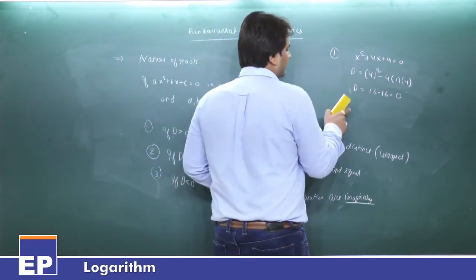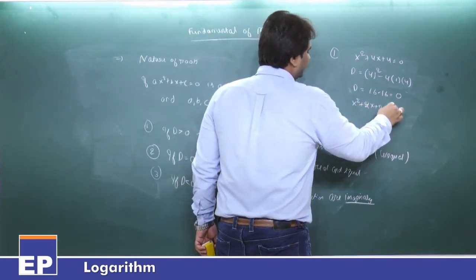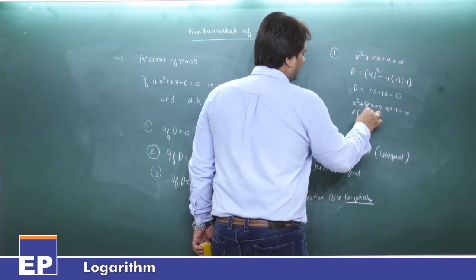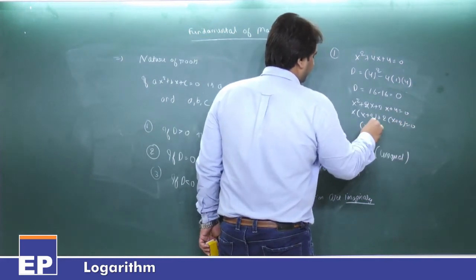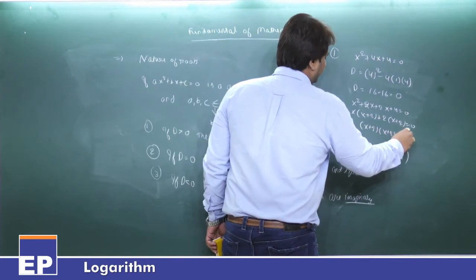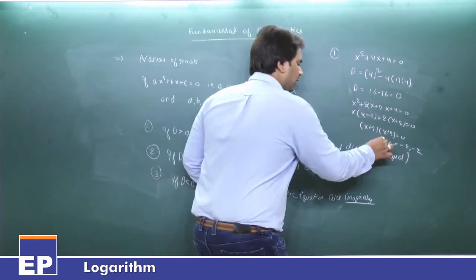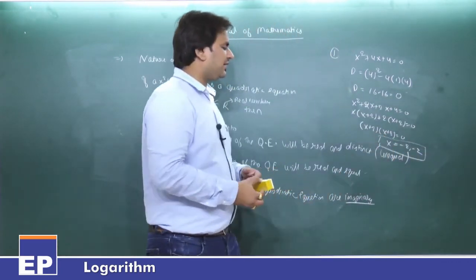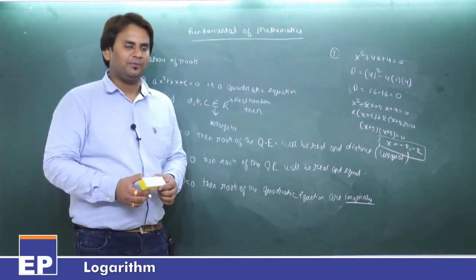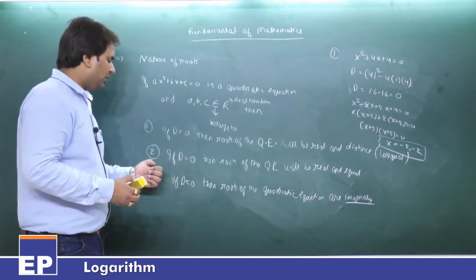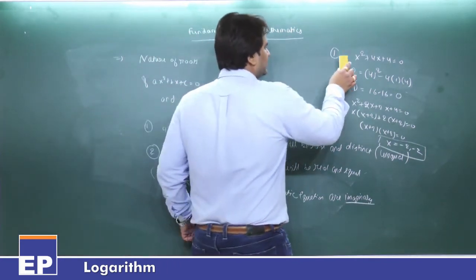Now we will calculate the roots of this. X square plus 2x plus 2x plus 4 is equal to 0, means x into x plus 2 plus 2 into x plus 2 is equal to 0, means x plus 2 into x plus 2 is equal to 0, means x is equal to minus 2, minus 2. X is coming out to be the same, minus 2 and minus 2, and minus 2 is also a real number. So this is the example of case number 2: d is equal to 0, then roots of the quadratic equation will be real and equal. Okay, let's justify case number 3.